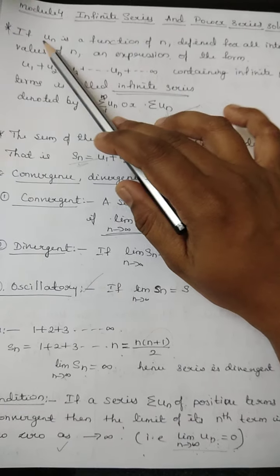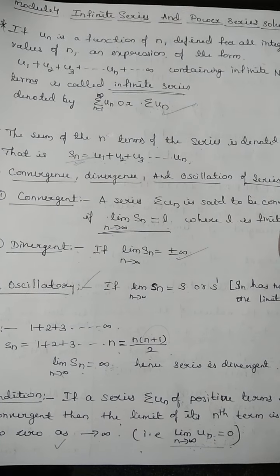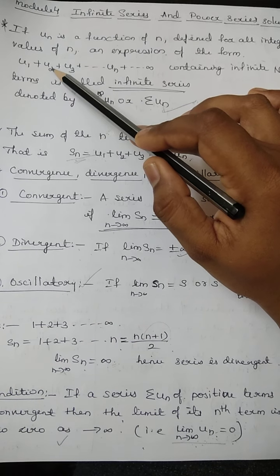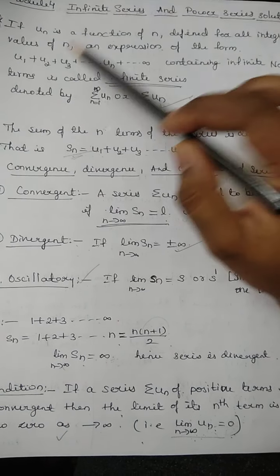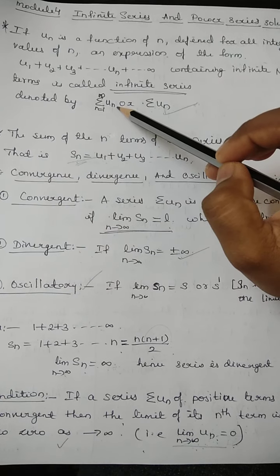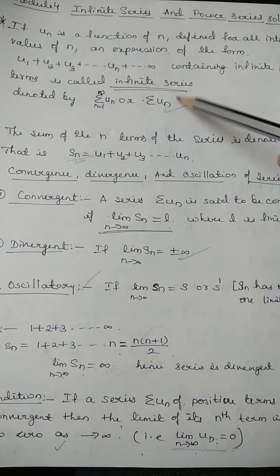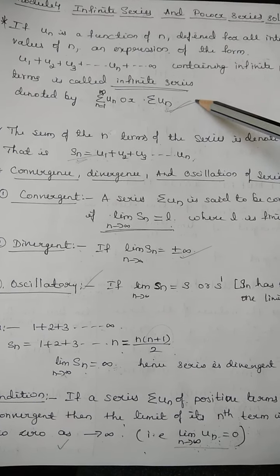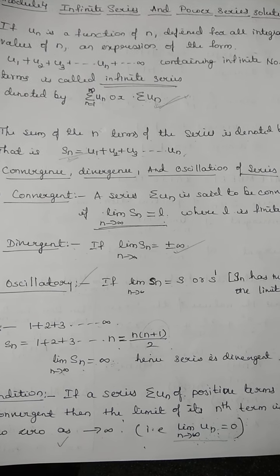Suppose un is a function of n and this is defined for all the integral values of n, then the expression u1 plus u2 plus u3 and so on up to infinity, containing an infinite number of terms, is called an infinite series, and it is denoted by summation of un from 1 to infinity, or simply summation of un. Here un is called the nth term or general term of the infinite series.